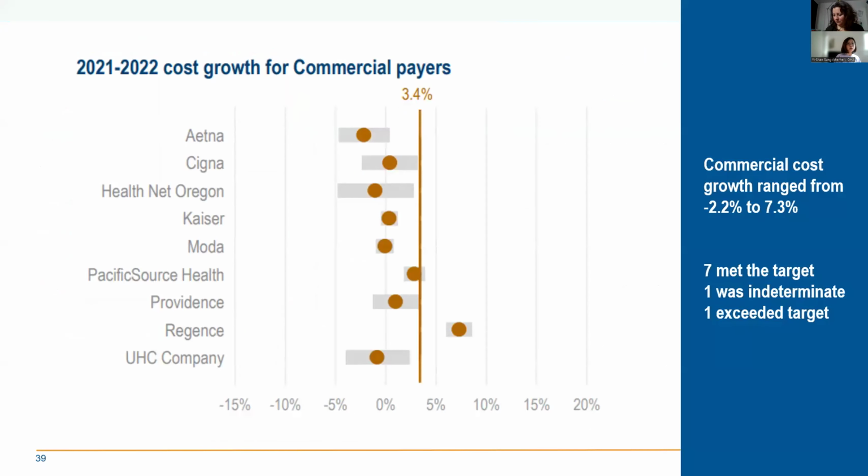So in commercial, only one payer didn't meet the target, which is Regence, and all other eight payers either met the target or are indeterminate. And the commercial cost growth for the payers ranged from negative 2.2% to 7.3%. And next slide, please.